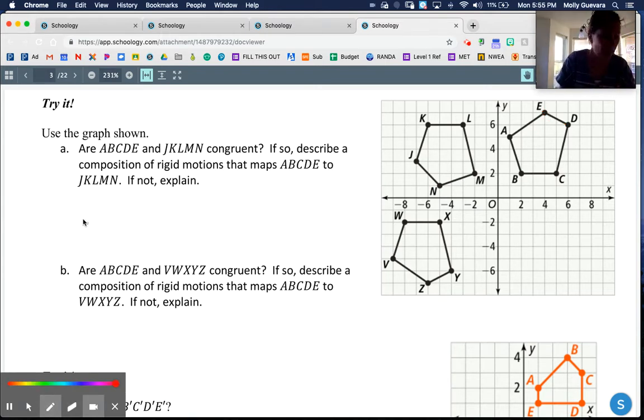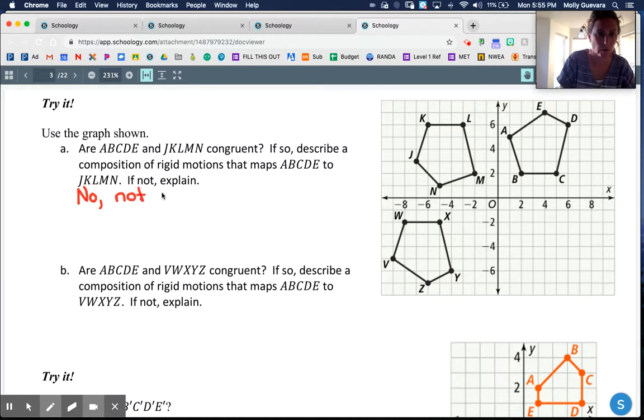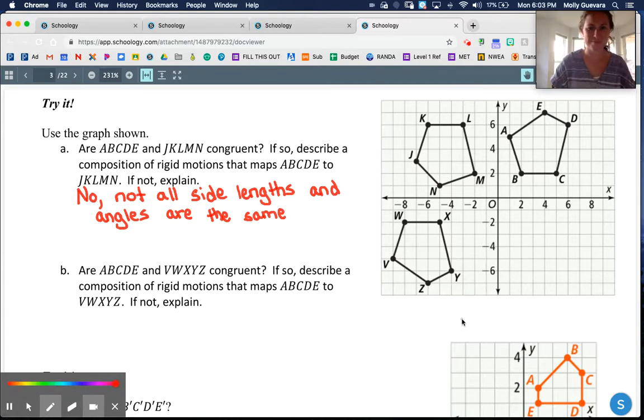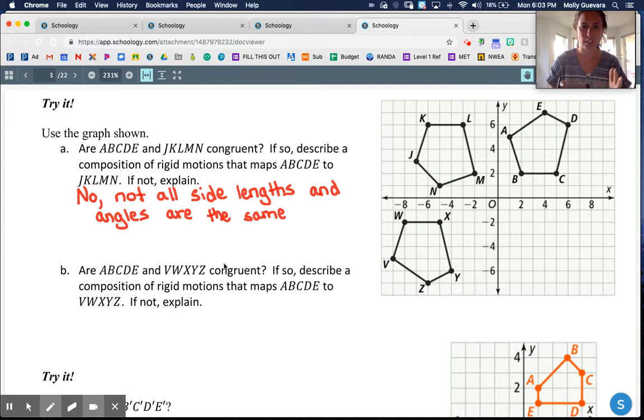Okay, so you can say no, because it's asking, are they congruent? No, and then it says explain. So not all side lengths and angles are the same. Because all the side lengths are not the same on A, they are not congruent.